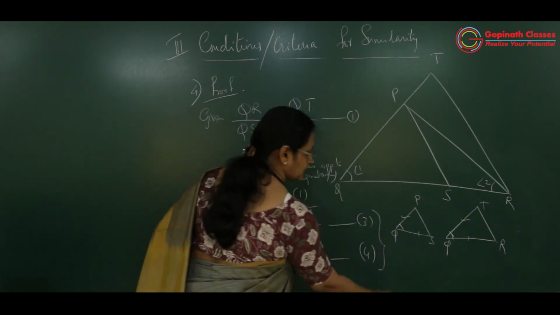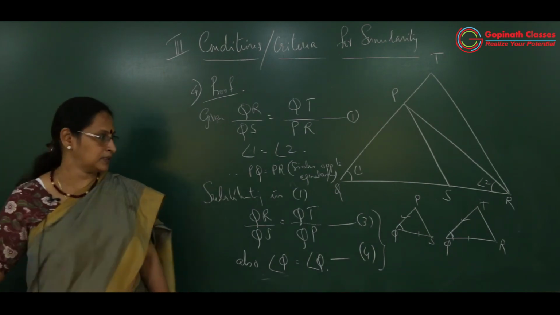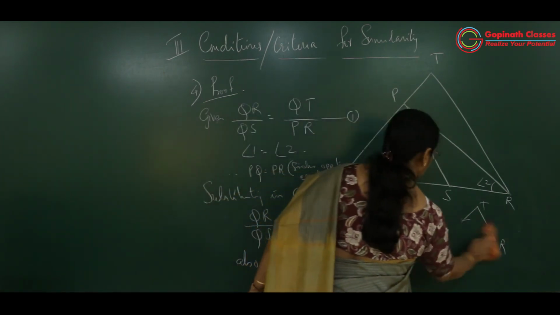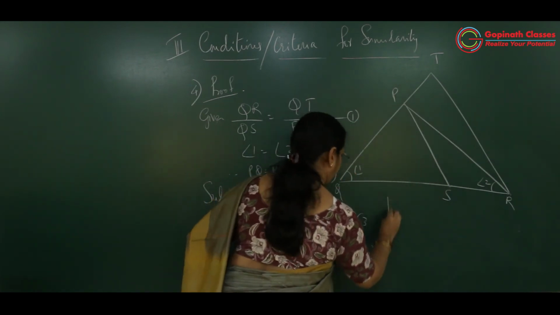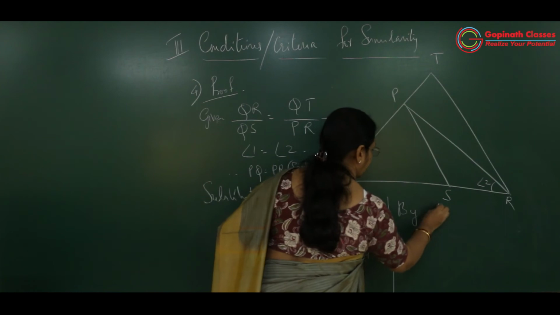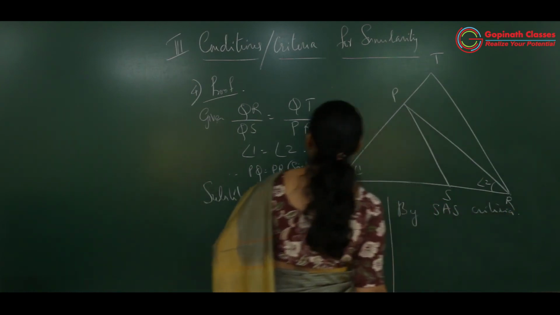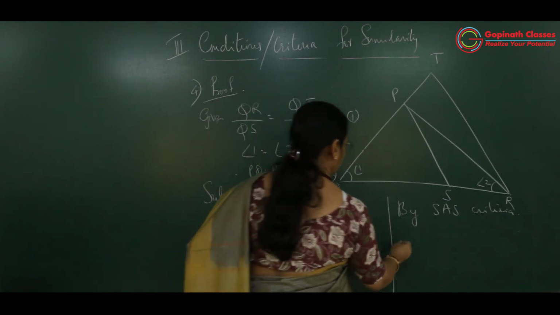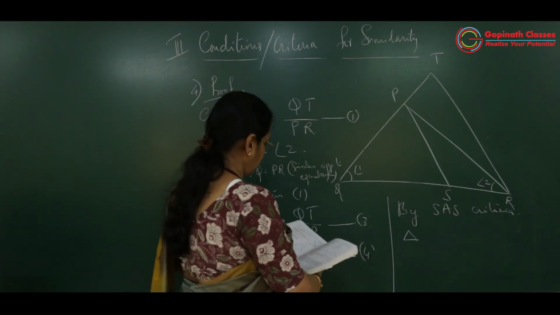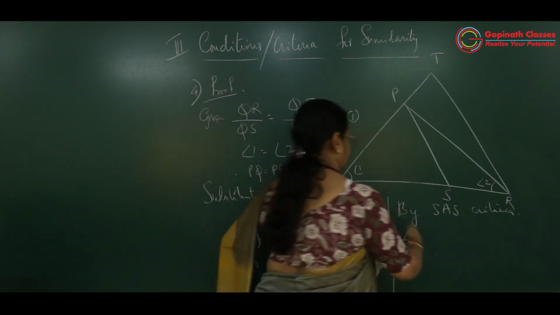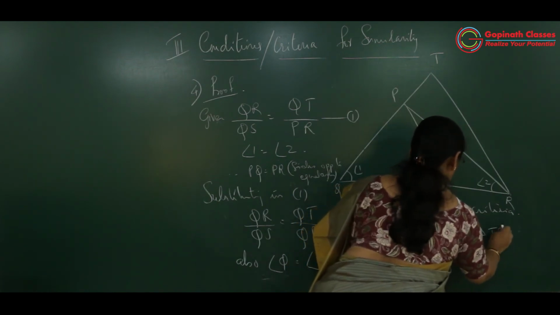So 3 and 4 suggest which criteria? Very clear, it is SAS. From 3 and 4, the criteria is SAS. By SAS criteria, which two triangles will be similar? Whatever names they have given, the same name we can use. Triangle PQS is similar to triangle TQR.